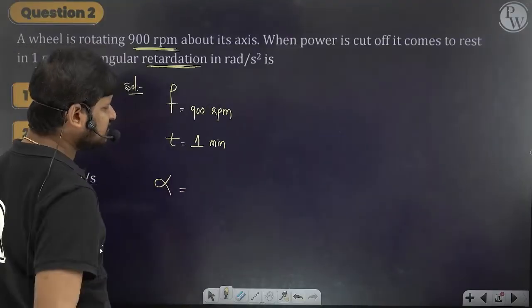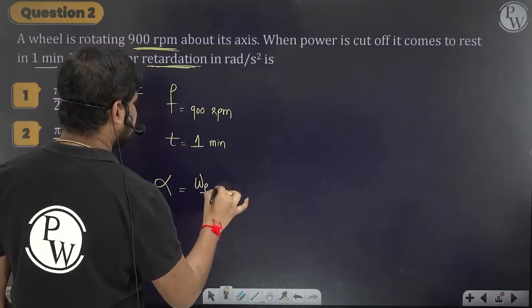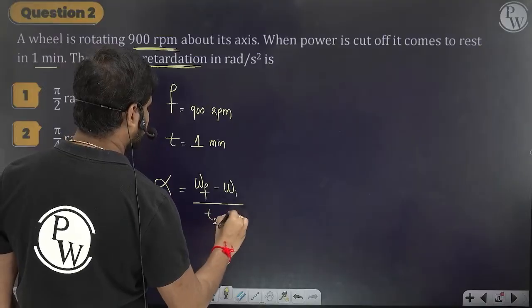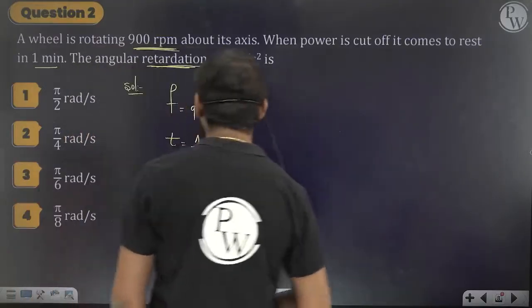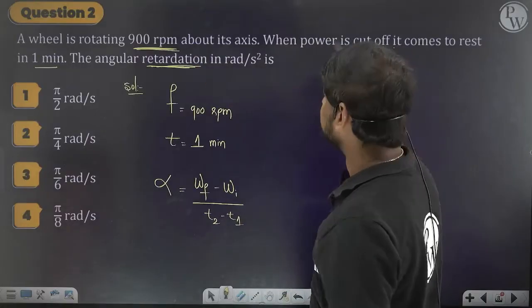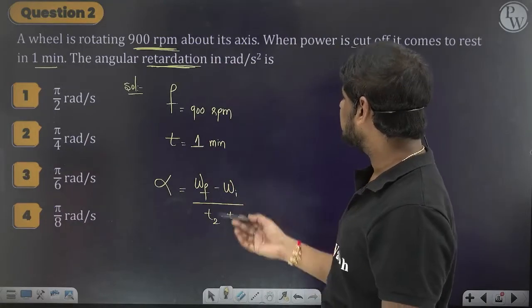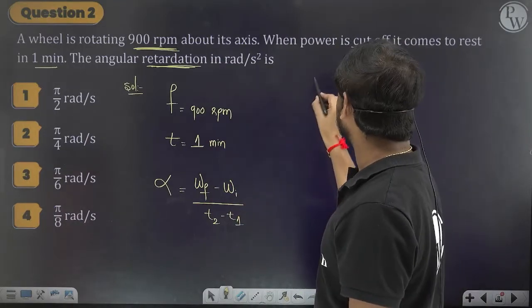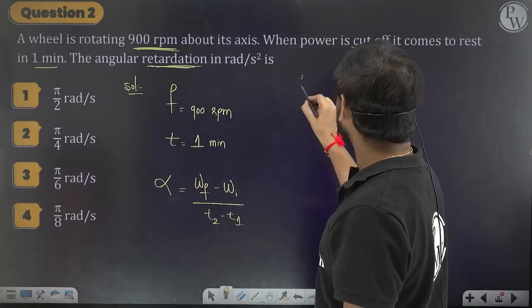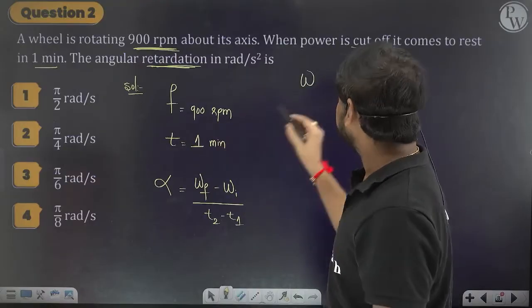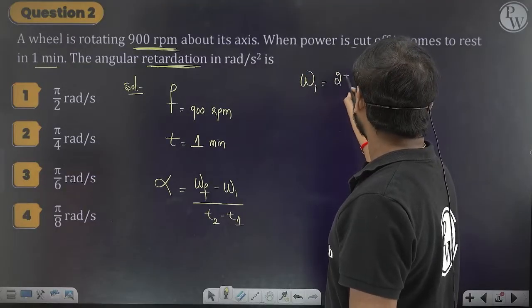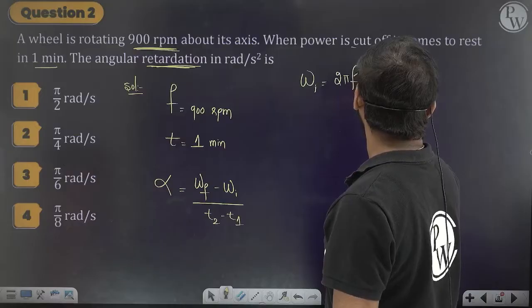What is the alpha formula that we know? Alpha is omega final minus omega initial by T2 minus T1. Yes or no? So first we need the omega initial. When the power is cut off, it comes to rest in 1 minute, so omega final is 0. What is the initial? How do you find the initial omega? We know the frequency, so can I find the omega initial? It is rotating initially, so omega is 2 pi f, right?